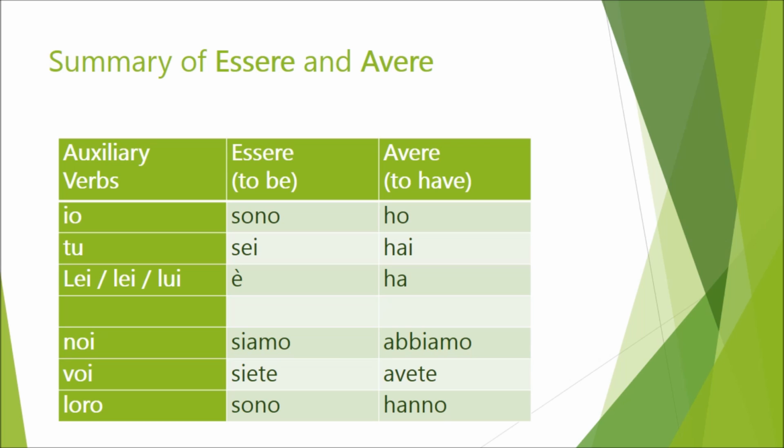Here is our summary chart of the verbs we have just learned. Let's go through them one more time. Essere, to be. Io sono, tu sei, lei, lui è, noi siamo, voi siete, loro sono. Avere, to have. Io ho, tu hai, lei, lui ha, noi abbiamo, voi avete, loro hanno.